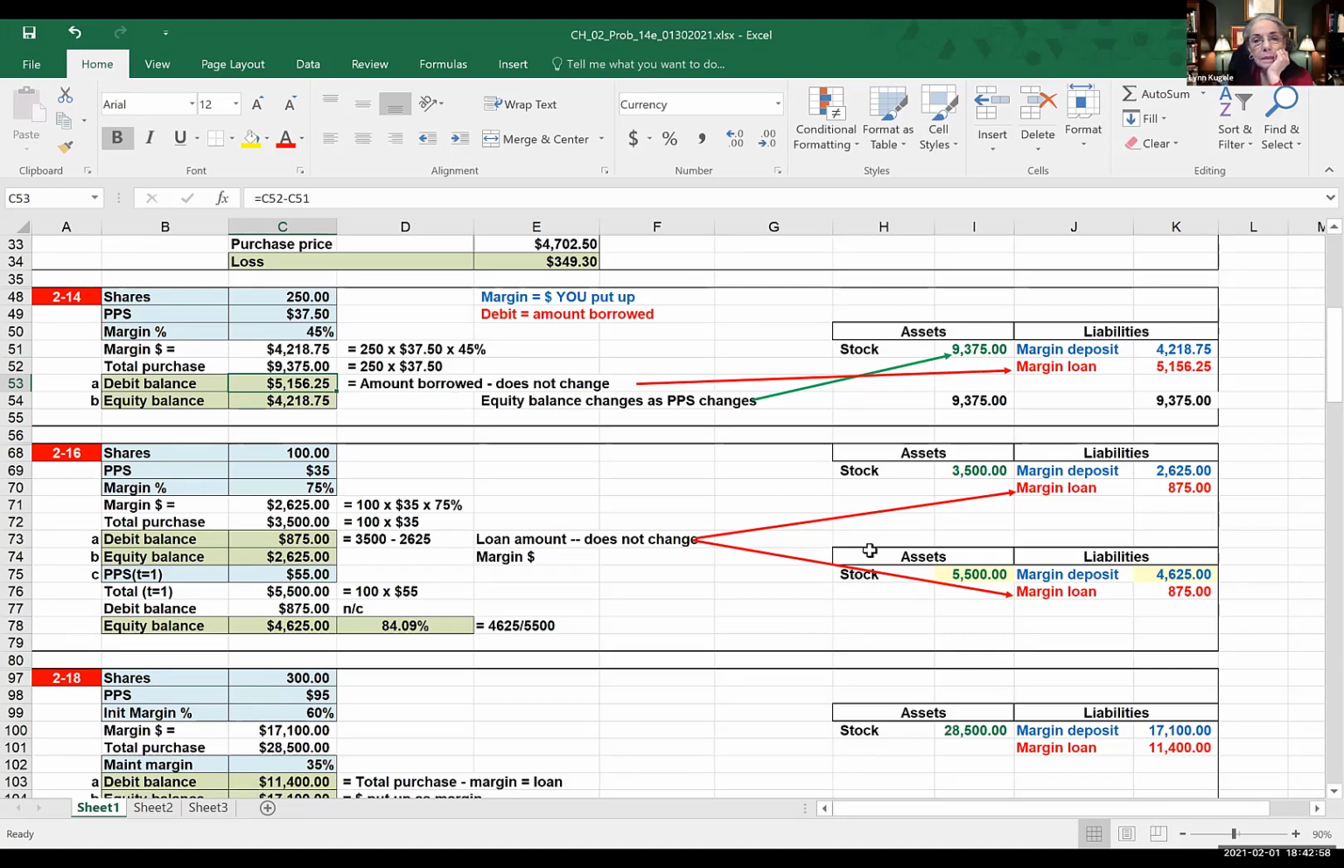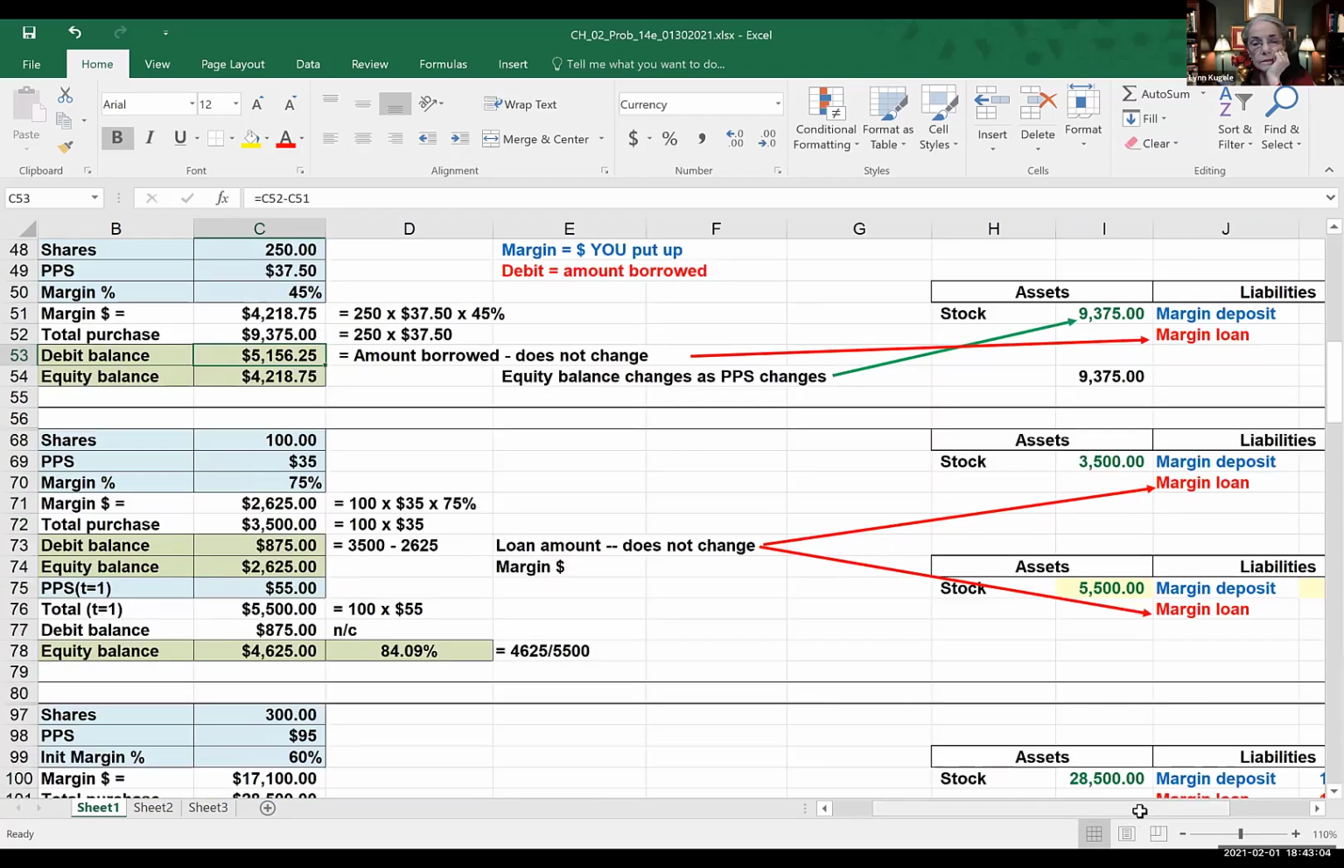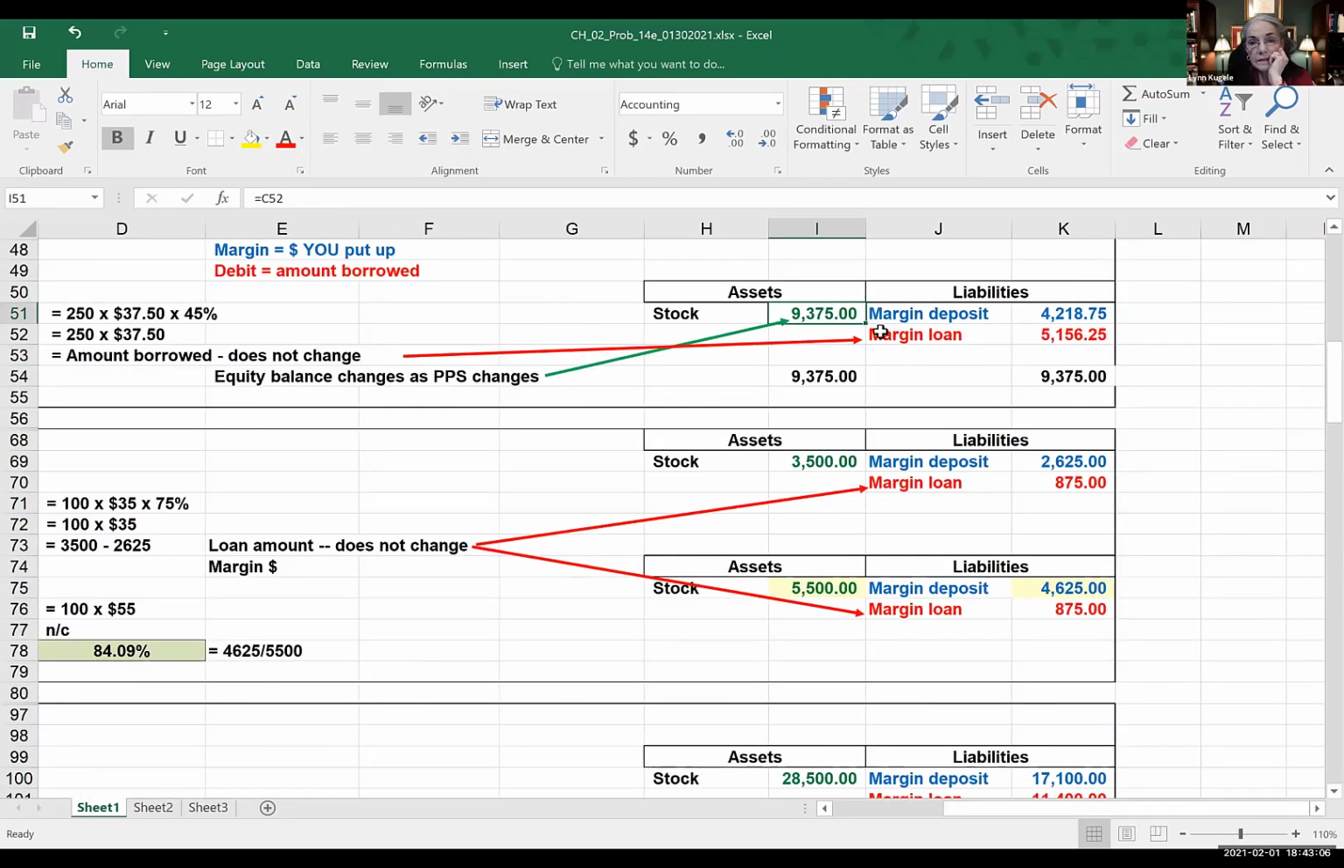If you put it in a balance sheet, let me go over here and look at it. The stock is worth that. He deposited that. That's the amount of the loan. Now, what can change here? The loan doesn't change. The stock can change. So the margin value can change. The loan doesn't change.